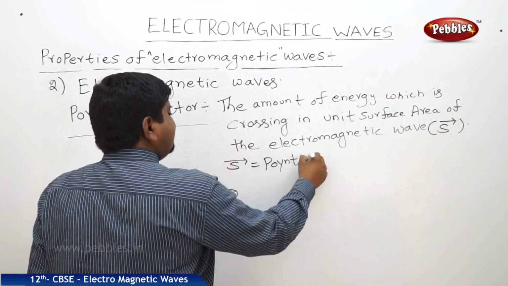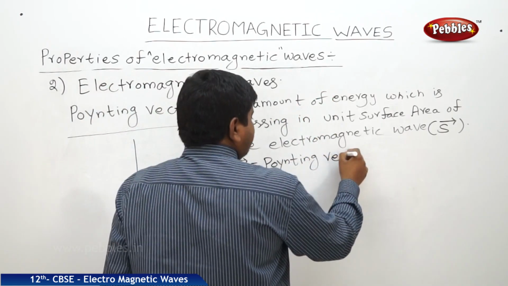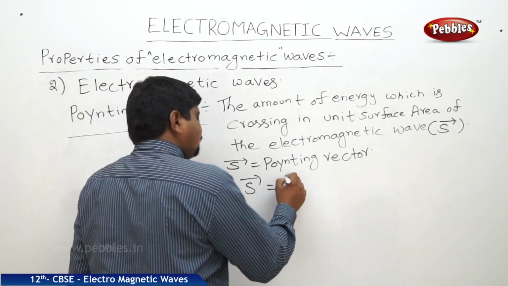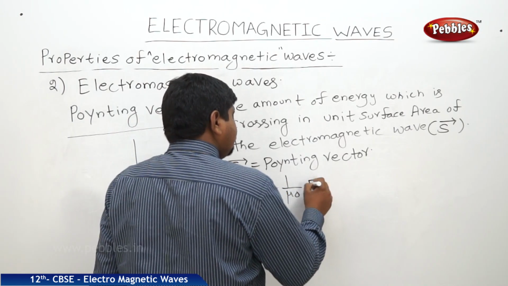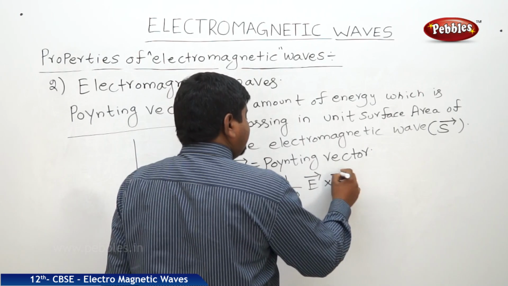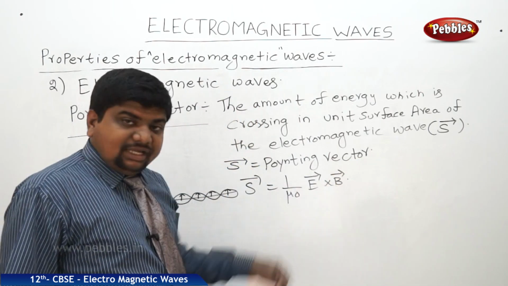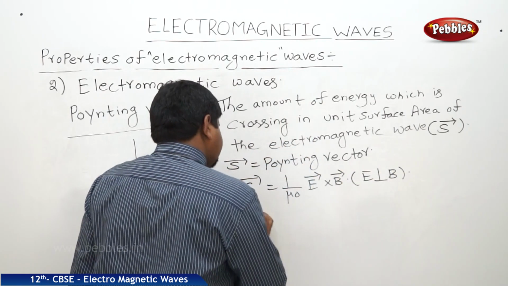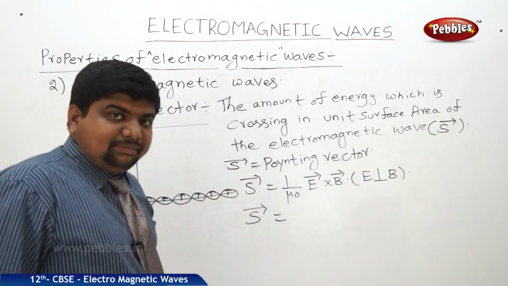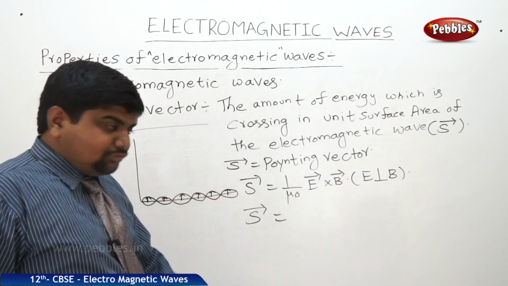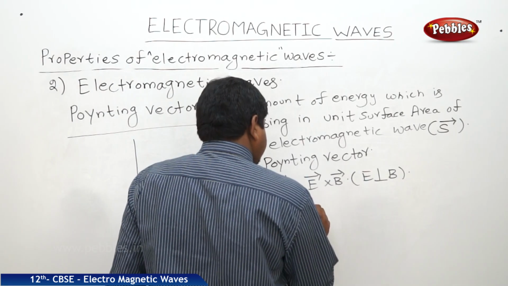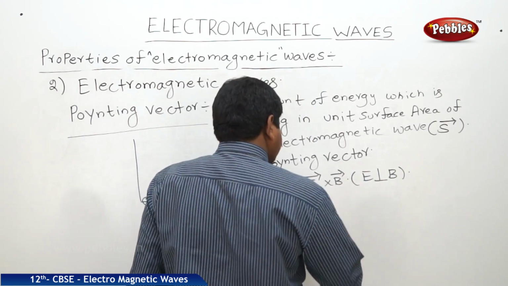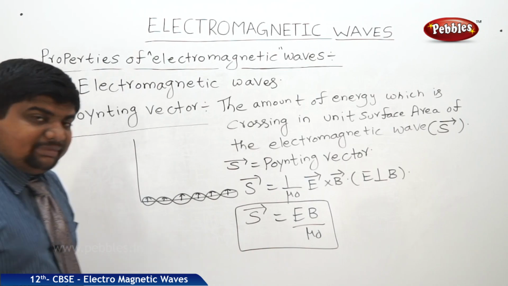It points in the direction of the energy propagation in an electromagnetic field. For S bar there is an equation: 1 by mu naught into E bar cross B bar. But we know that E and B are mutually perpendicular to each other. Therefore, S bar is equal to E cross B, which is EB sin theta, and sin 90 is equal to 1. That's why S bar is equal to EB by mu naught. Its SI unit is watt per meter square.